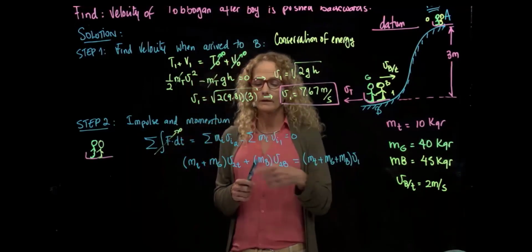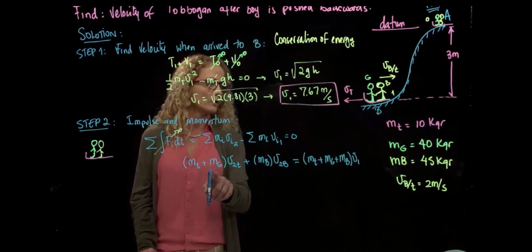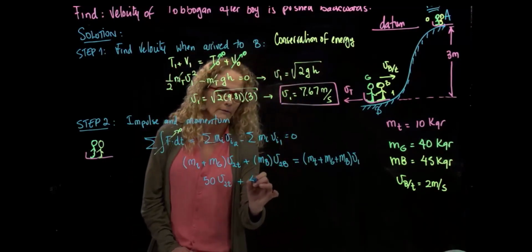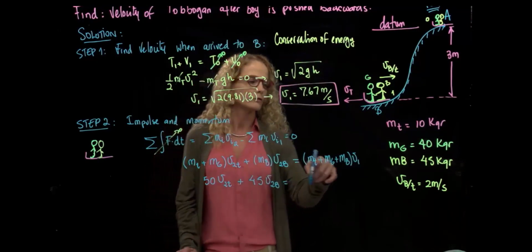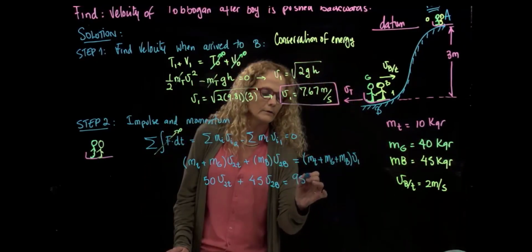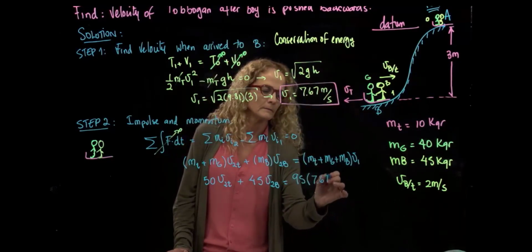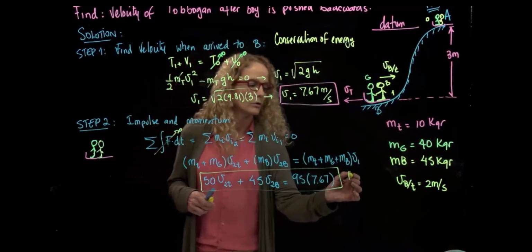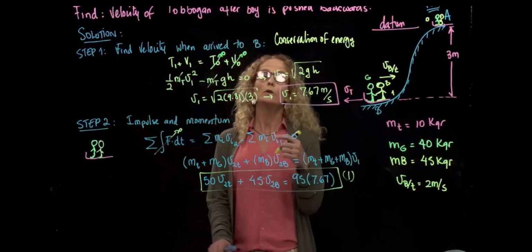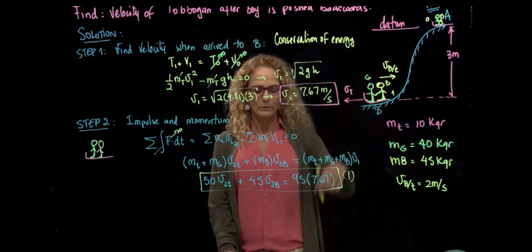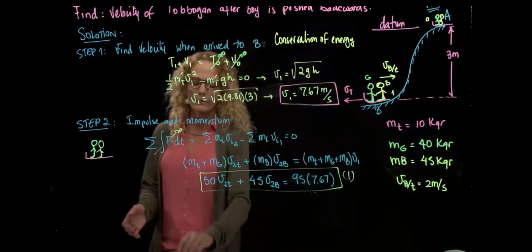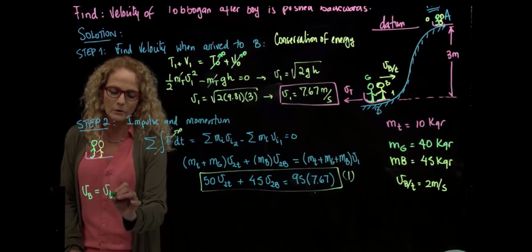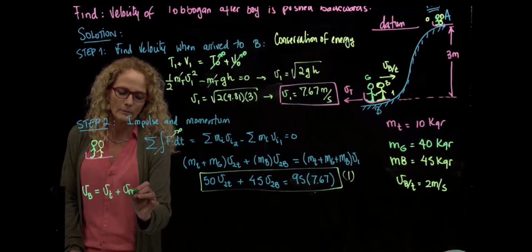So here we know this quantity. Let's substitute all the masses. The toboggan plus the girl is 50, times velocity 2 of the toboggan, plus the boy is 45, times velocity 2 of the boy, equals the complete mass, 95, times this velocity that I just found. So at the end we have this equation right here, but we have two unknowns, the velocity of the toboggan and of the boy. But we know the relative velocity of the boy with respect to the toboggan. So we can say that my other equation will be that the velocity of the boy is equal to the velocity of the toboggan plus the relative velocity of the boy with respect to the toboggan.